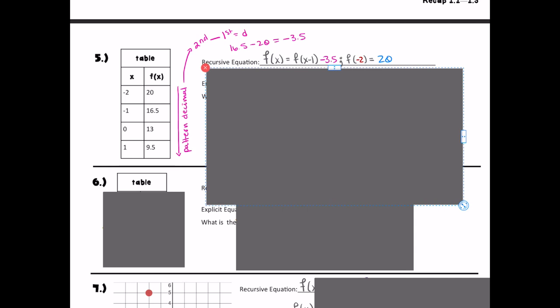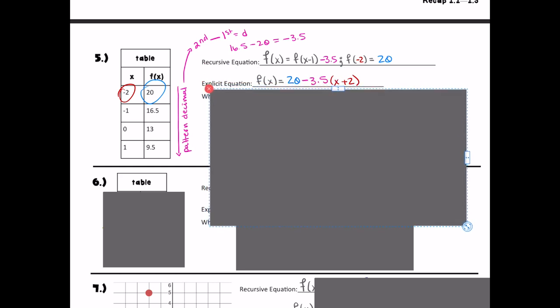So we have f of x equals f of x minus 1 minus 3.5 given f of negative 2 equals 20. And again, that negative 2 is my first x value, and that 20 is my first f of x value. So you always want to write those out, especially when tables are just given to you. That's really nice.